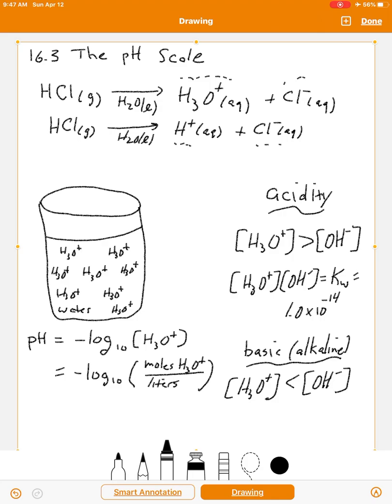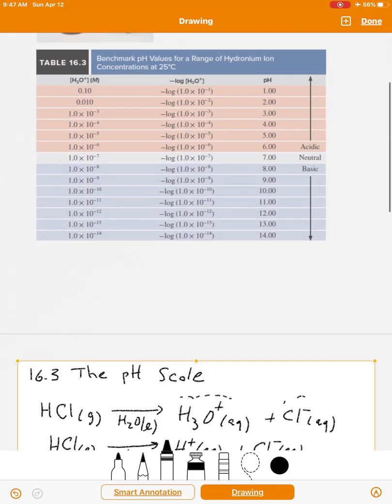Let me show you some numbers. This is table 16.3 from your textbook. Benchmark pH values for a range of hydronium ion concentrations at 25 degrees C. Remember, we're doing all these calculations in this chapter at 25 degrees C because equilibrium constants change with temperature. So look on the left. These are different concentrations of hydronium that differ by factors of 10. The first one is 0.10. You take the negative log of that. Look what happens. The pH on the right is 1.00.